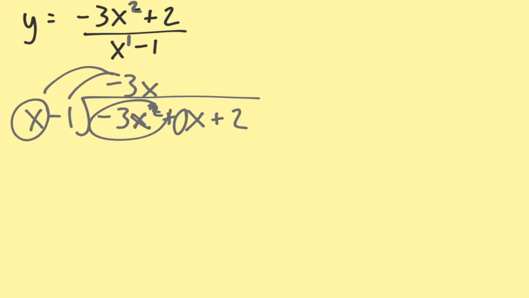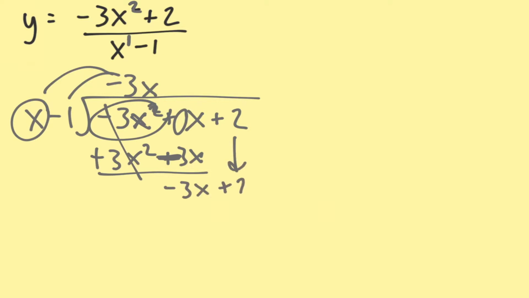Negative 3x times x is negative 3x squared. Negative 3x times negative 1 is positive 3x. Then change the signs. Negative 3x squared plus 3x squared cancels. 0x plus negative 3x, or 0x minus 3x, is negative 3x. Bring down the 2 and start again.